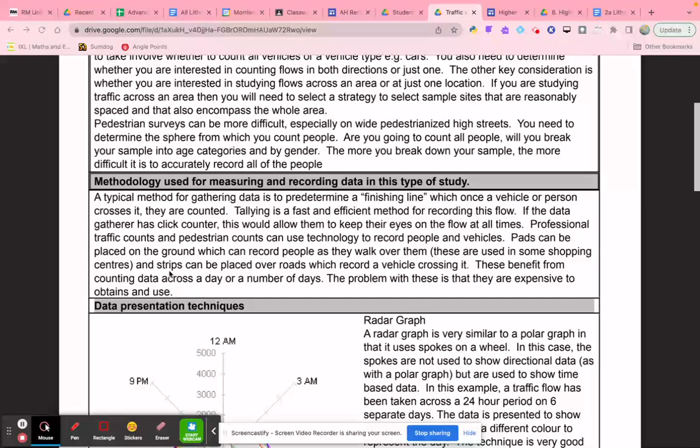If you're looking to overcome the issue of time, then you might want to work in larger groups across an area where data is gathered maybe for 10, 15 minutes at an identical period of time by the whole group, which will allow you to effectively get a point in time data recording.